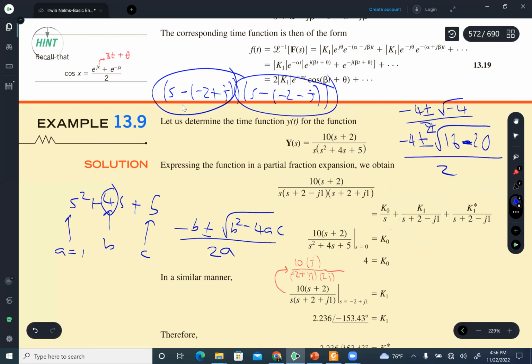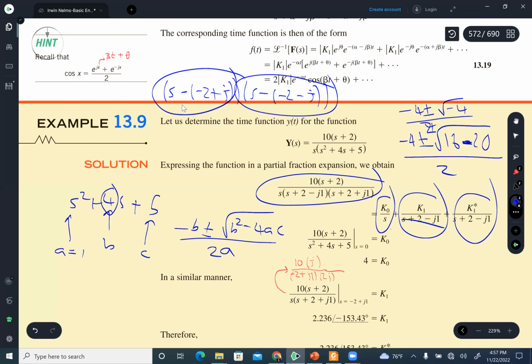How would you find K1? It's the same method, but you need to multiply everything by this term, S plus 2 minus J. I'm going to multiply this one by S plus 2 minus J, this one by S plus 2 minus J, this one by S plus 2 minus J, which is just going to cancel the denominator, and this one by S plus 2 minus J. That's basically what I'm going to do. Once I do that, on the left-hand side, only this term will wash away.